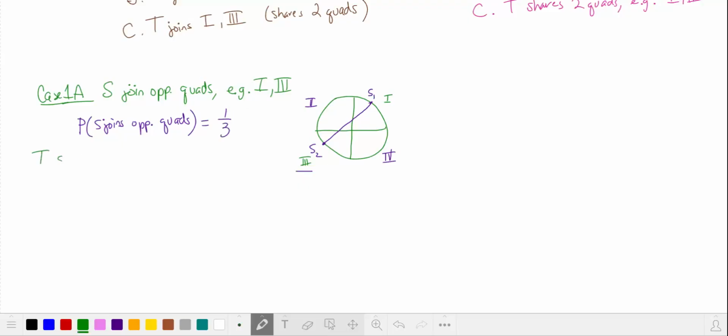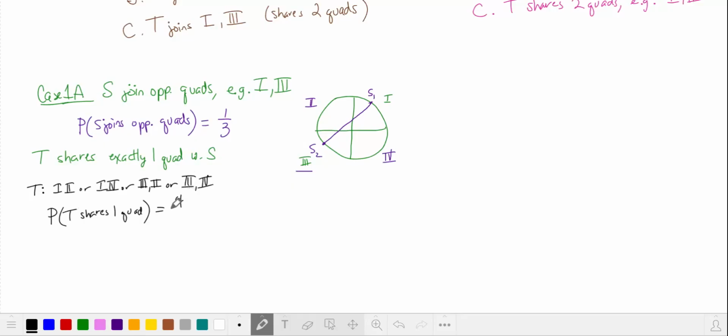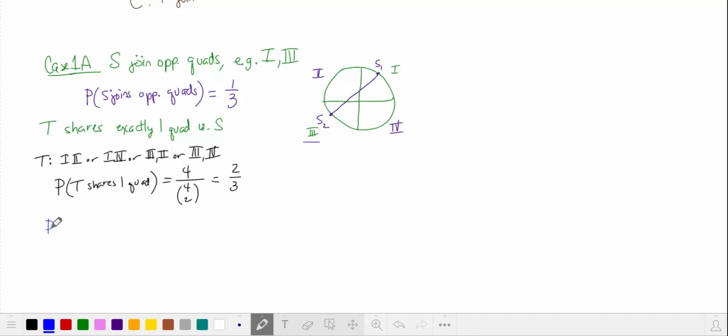In case 1A, we have that T shares exactly one quadrant with S, which again means that T joins quadrants 1 and 2, 1 and 4, 3 and 2, or 3 and 4. The probability of this occurring is one of these 4 possible outcomes out of 4 choose 2. We're choosing out of our 4 quadrants 2 endpoints. This reduces to 2/3. Now let's find the probability that S and T intersect. Let's say our first segment is as described up here with S1 and S2 in quadrants 1 and 3. Let's put our segment T over here in the second quadrant, and I'll call this point T2. The location of T2 in quadrant 2 does not determine whether it intersects.